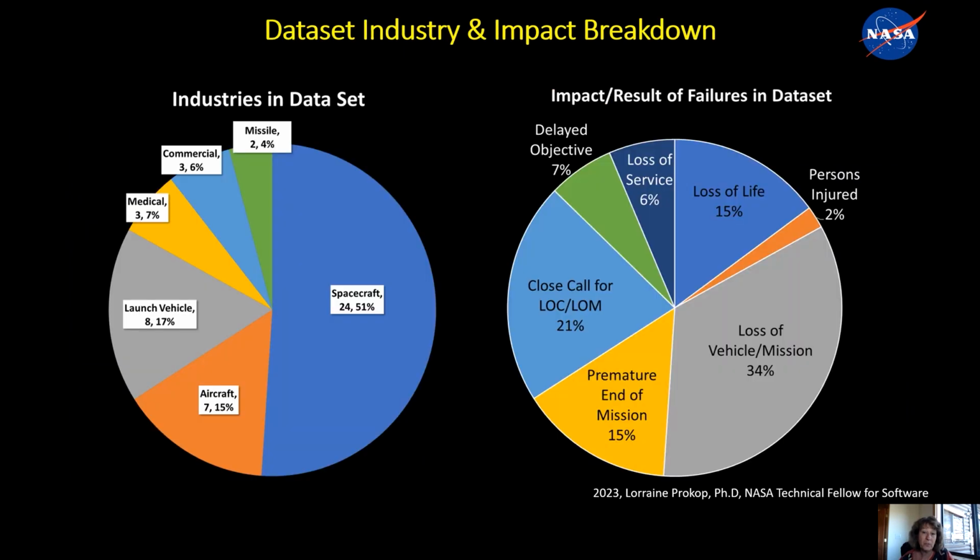The first, just to get you familiar with the data set: most of these incidents are spacecraft, aircraft, launch vehicle. There's very few commercial, 3 commercial and 3 medical. Otherwise, it's all either aerospace or DoD. And then the results of these are where the software behaved unexpectedly. 34% caused loss of mission, 15% resulted in loss of life, end of mission, close call. Some of them are a little less severe, in delayed objective or loss of revenue or service.